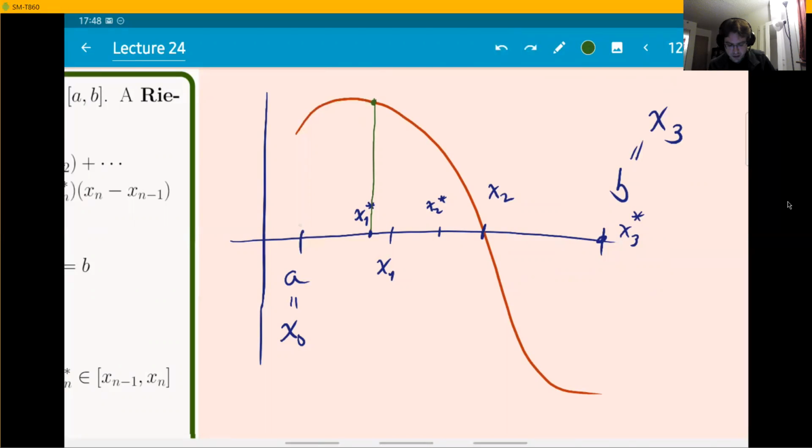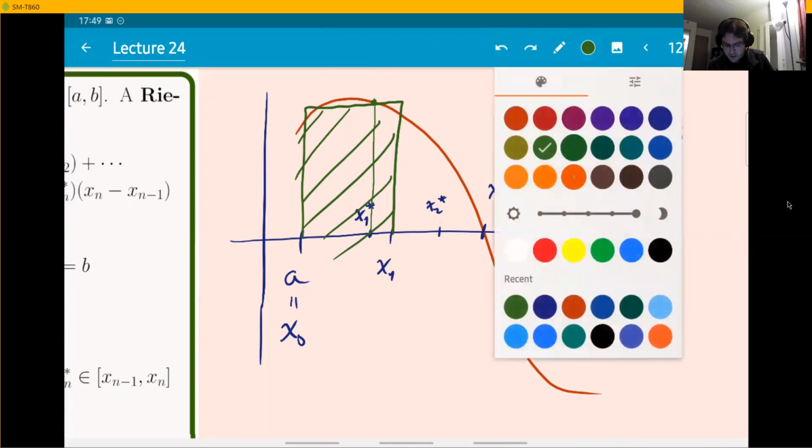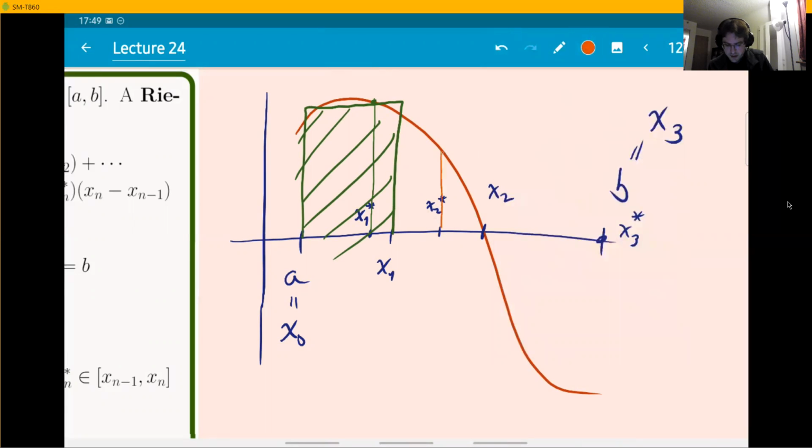So here is the first rectangle. The second rectangle has a height of f of x2 star. I'm going to do that in orange. This is the height of the second, and it spans the base between x1 and x2.